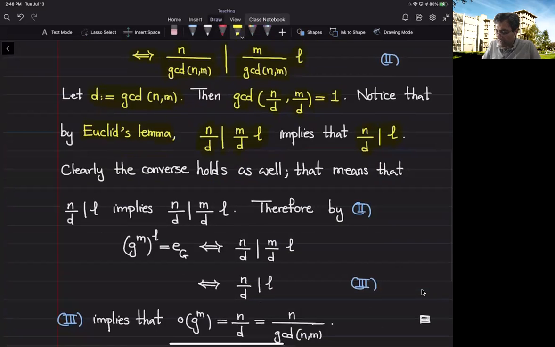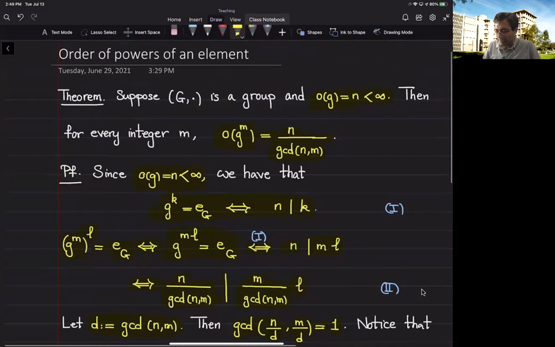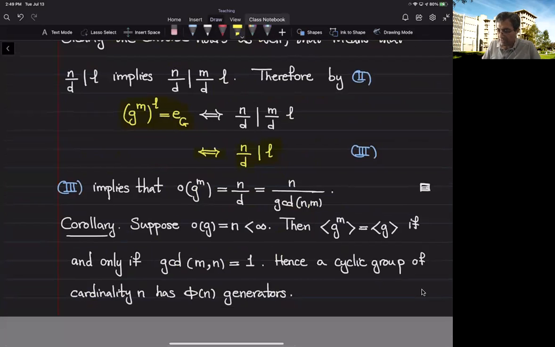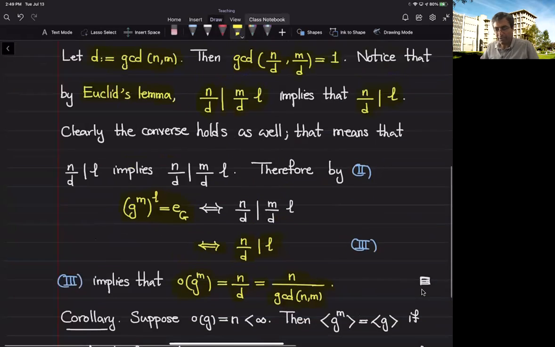So altogether, we have that g to the m raised to power L is the neutral element precisely when n over d divides L. That's the definition of order, as we discussed over here. That means that the order of g to the m is this integer. And remember, d is the greatest common divisor of n and m. That completes the proof of this theorem.